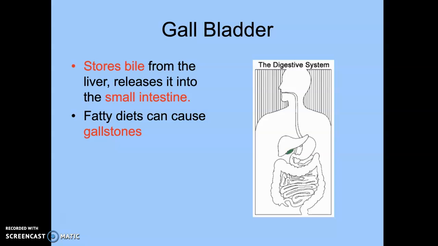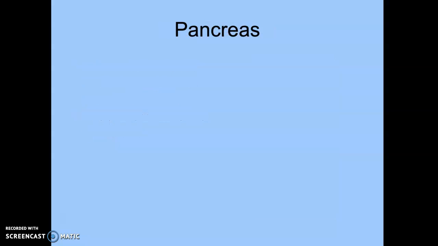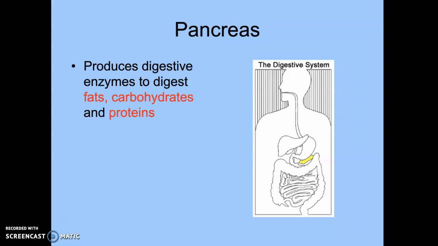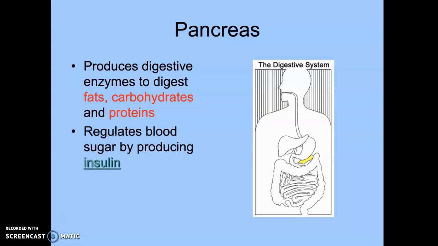But again, we don't need to really worry about that right now. And finally, we have the pancreas. The pancreas produces digestive enzymes to digest fats, carbohydrates, and proteins. It also is really important in the regulation of blood sugar by producing insulin. Now, those of you might know something about diabetes, and obviously the pancreas plays a crucial role in diabetes. But again, that's something that we will look at in future lessons. So don't worry about that too much now.